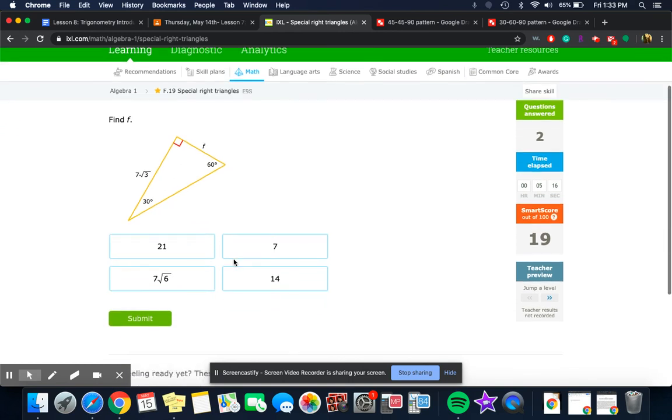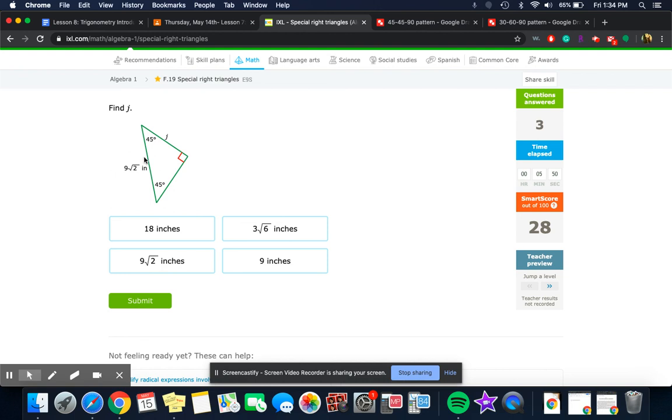In a problem like this, I have the side across from the 60-degree angle. I want the side across from the 30. To go from the long leg to the short leg, I have to divide by the square root of 3. The relationship between the long leg and the short leg is square root of 3, and I want this side to now get smaller. So my final answer here would be 7.